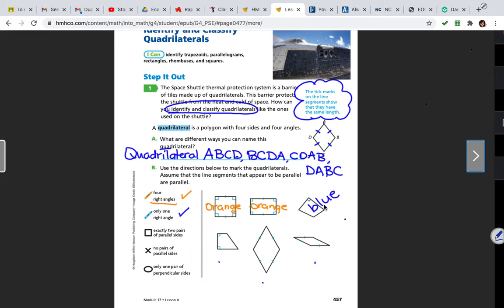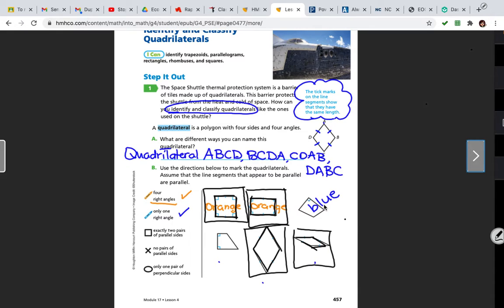So 2 pairs of parallel sides. So the square has 2 pairs of parallel sides because the top, they're parallel and the sides are parallel. So we'll put a square around the first one. Alright, the rectangle, the top and the bottom are parallel and the 2 sides are parallel. So we'll put a square around this one. And then, let's see, this rhombus right here, this diagonal and this diagonal are parallel. So we'll put a square around this shape. And this is pretty much the same type of shape. So that one and that one are parallel, and that one and that one are parallel. So we'll put a square, so we should have 4 squares. So exactly 2 pairs of parallel sides.